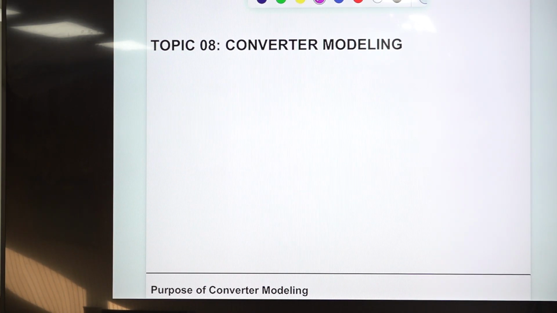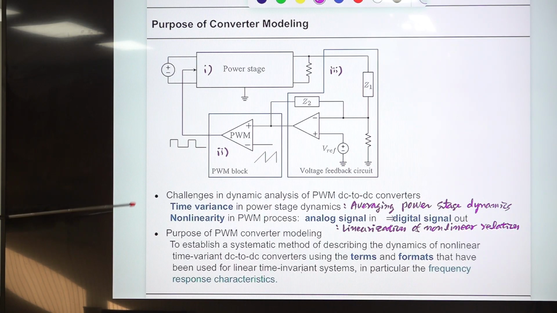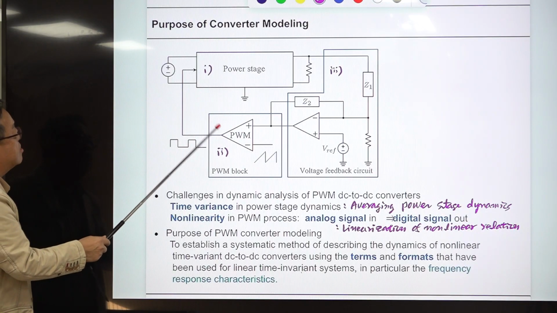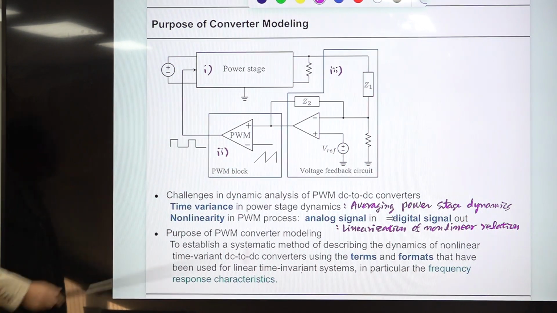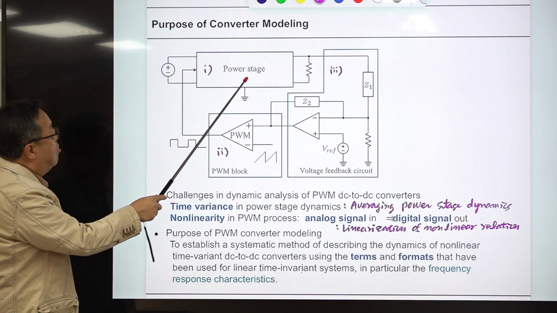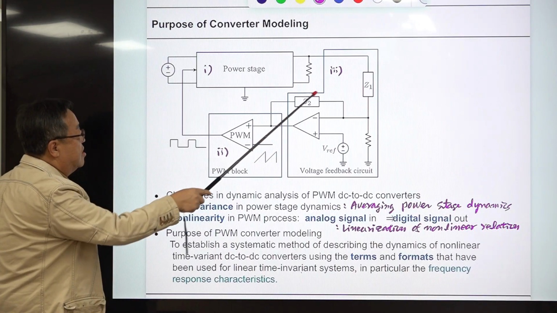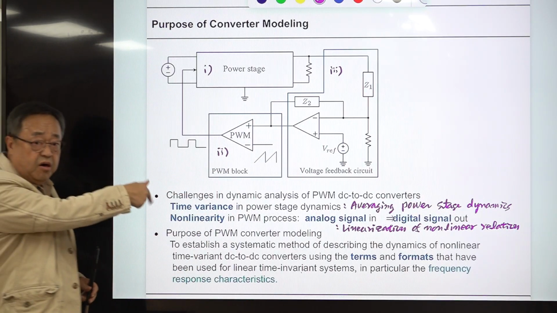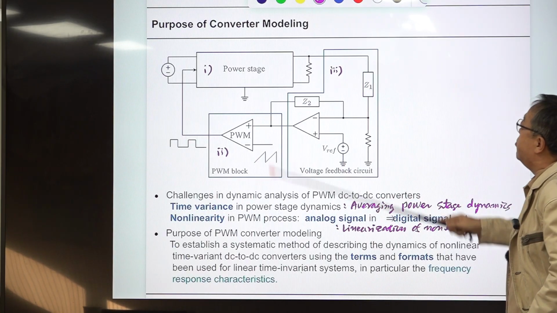So the topic 8, of course, deals with the modeling of PWM converters. So let me explain the purpose of the modeling. This shows the functional diagram of PWM converters. It consists of a power stage, the PWM block, and the voltage feedback circuit. This power stage can be any one of these PWM converters, maybe one of the non-isolated converters, or any of the isolated converters. And this is the PWM block, and this is the voltage feedback circuit employed to regulate the output voltage at a fixed value.